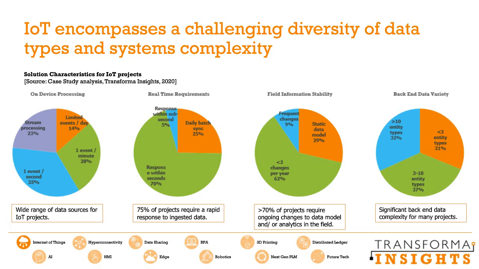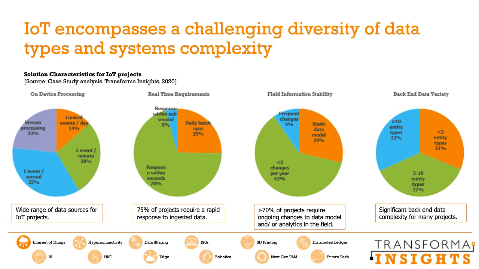When the data actually gets to the back end and needs to be processed in the back end, again, some projects are really complex. So 32% of projects we found rely on more than 10 different data types coming into the back end and being analyzed to support the IoT solution in question. Complexity here is, of course, exponential with the number of data types. Some projects, 31% of projects, require less than 3 data types to be processed in the back end. So you've got, again, quite a different profile of complexity there.